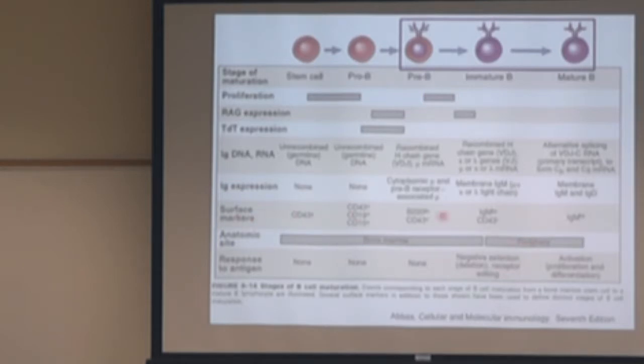And so the things you need to know in this are how they respond to antigen and where, and also what Ig they express at what stage in development. So you have IgM and IgD.